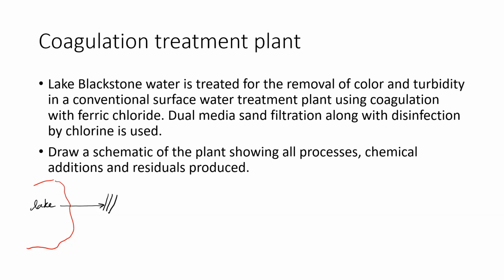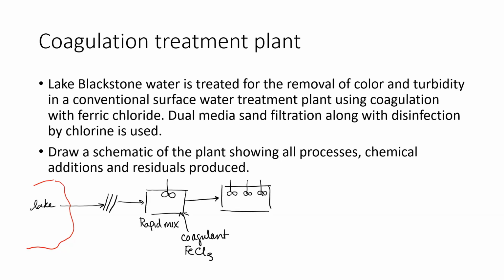Typically, that water flows first through a screen, then through rapid mix, and it's in the rapid mix basin that we're adding our coagulant. So that's the ferric chloride here. From there, the water flows into a flocculation basin. Typically there, we have much slower mixing. We want to allow the particles to contact one another and aggregate and grow in size. Now that we have particles of sufficient size that they will settle out, we then treat that water with sedimentation.